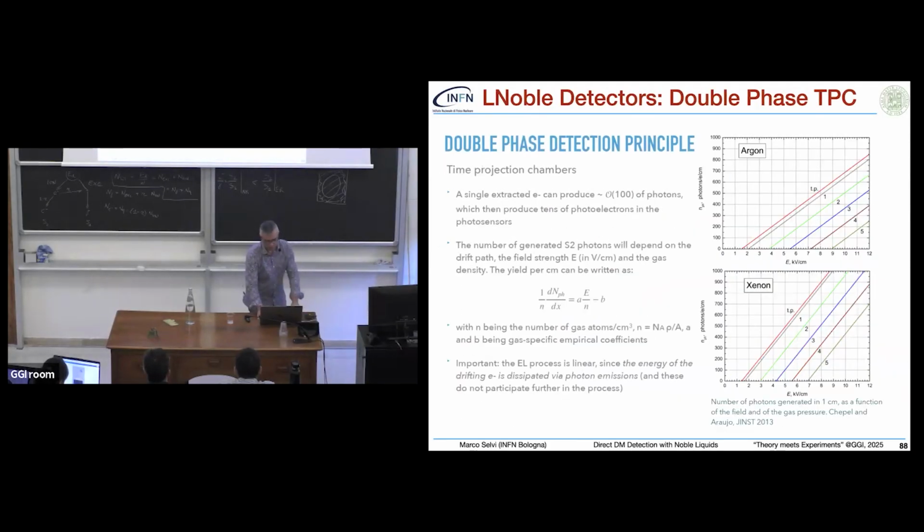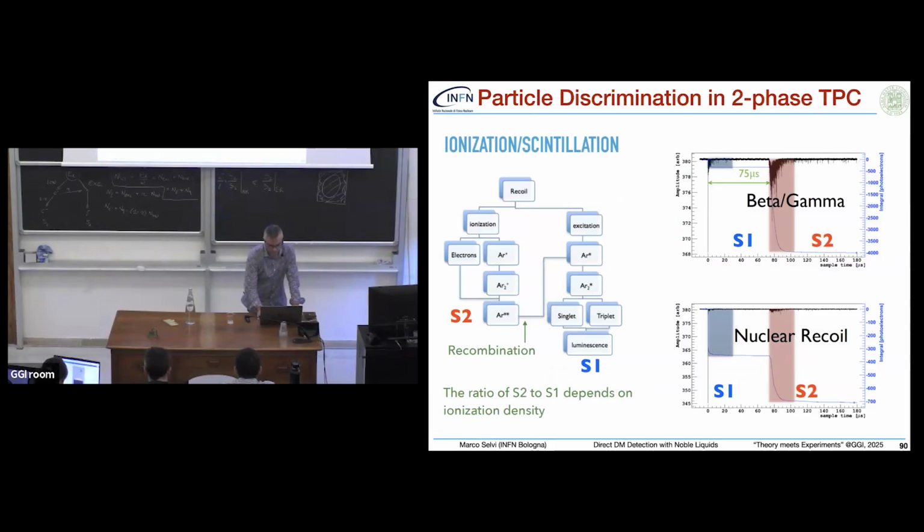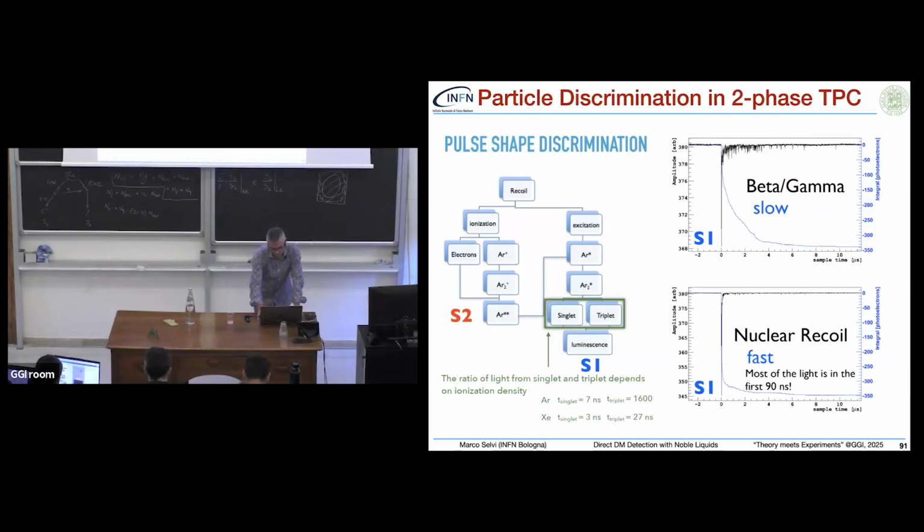Okay. So here in words, what I mentioned for the discrimination. You can use the S1 and S2 in particular in xenon detectors, and with argon detectors you also use the pulse shape discrimination. Yesterday we mentioned it. I just summarized here the two capabilities.